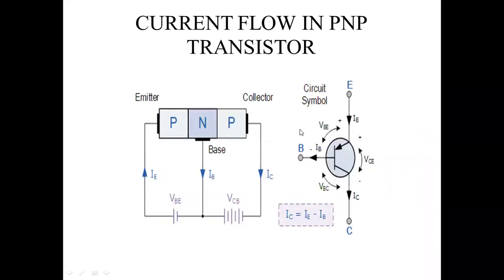But for the PNP here, emitter to the base, the current should flow from the emitter to the base. It should have to flow here now. Emitter to the base, then base to the collector. Emitter to base, some current will flow, then it will go to the collector.